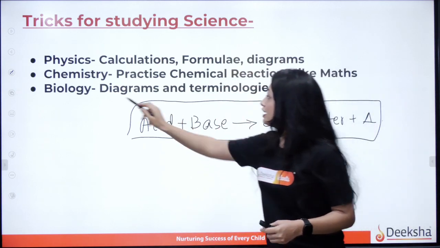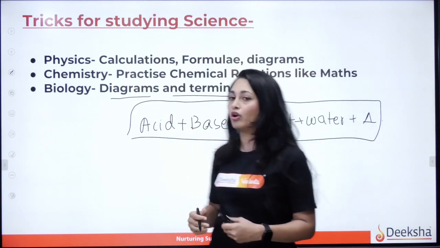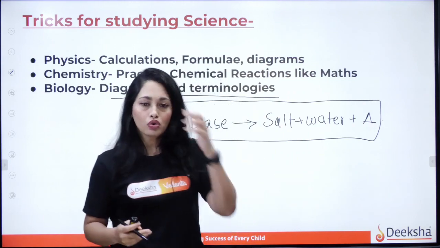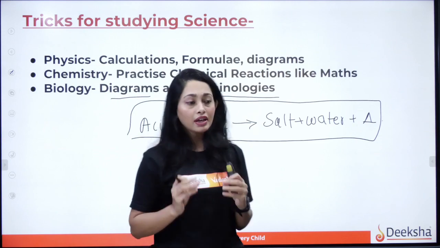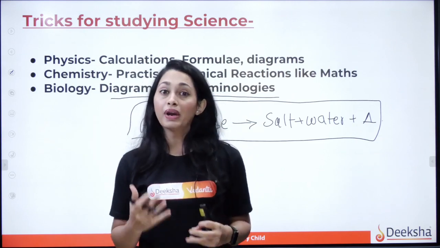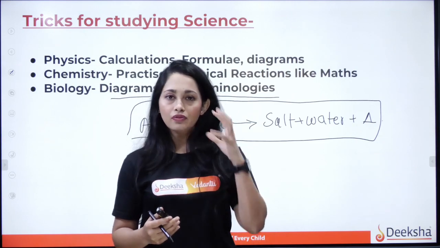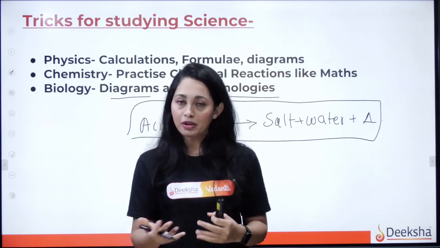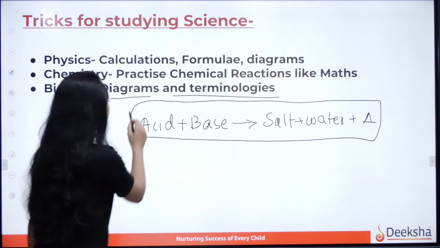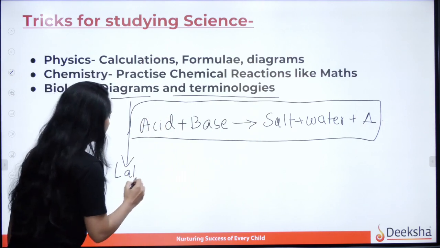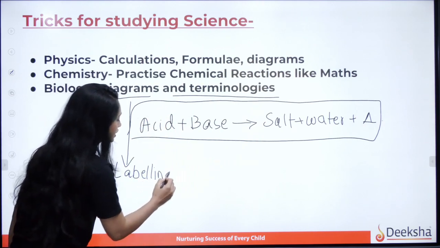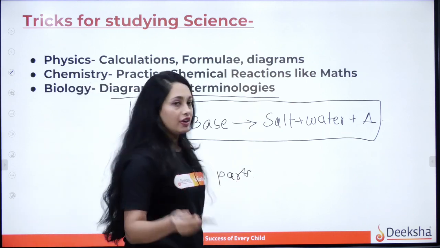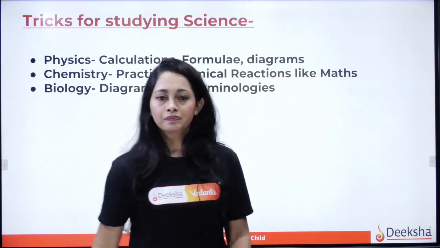And in biology, diagrams and terminologies are very important. There are so many diagrams in biology, just like physics. So what do you need to do? Try to practice diagrams, so that everything will be stored in your brain, the theory part behind the diagram. And also please label them. Labeling, you cannot forget this. Labeling the parts is very, very important. Whenever you draw a diagram, label it.